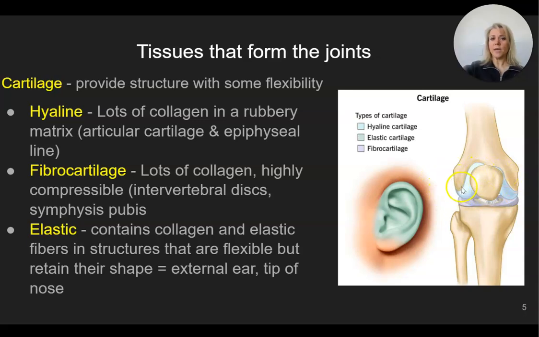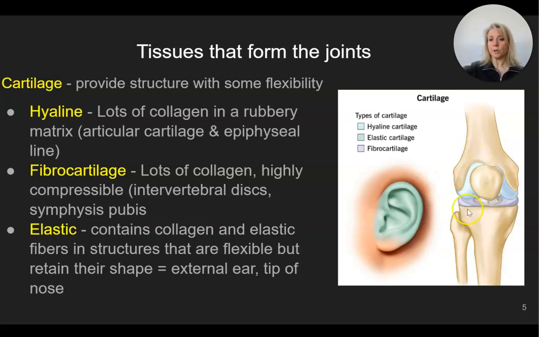Hyaline is going to have lots of collagen in a very rubbery matrix. We even felt this on the cow femur when we did that dissection. It looks white, it covers the end of the bone, it's very slippery.